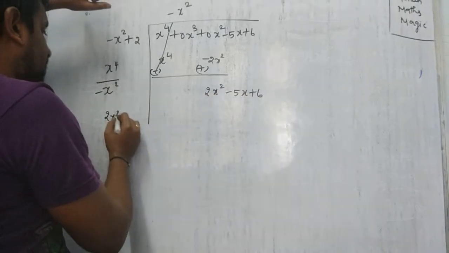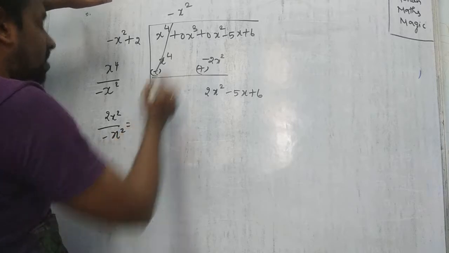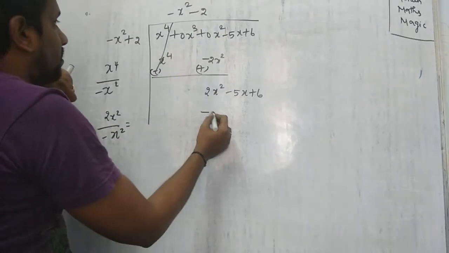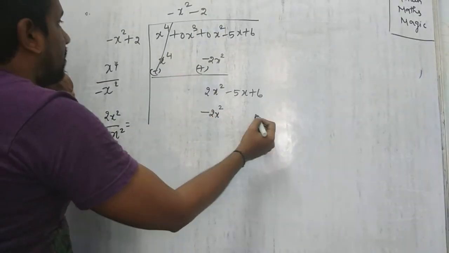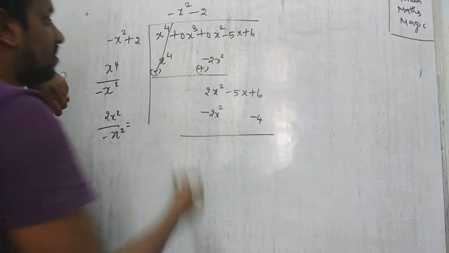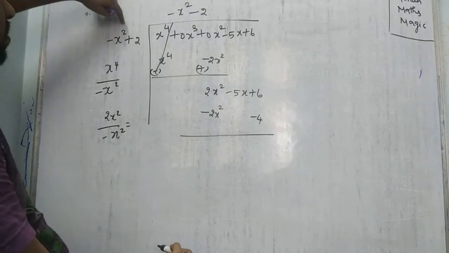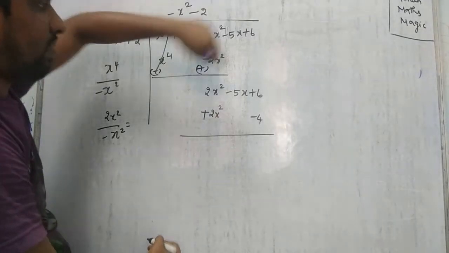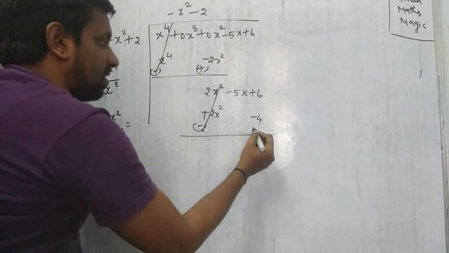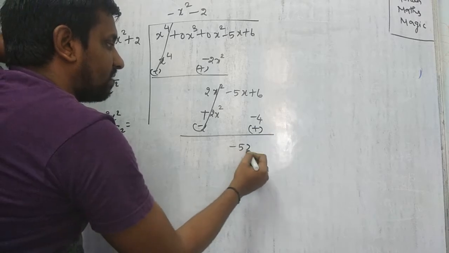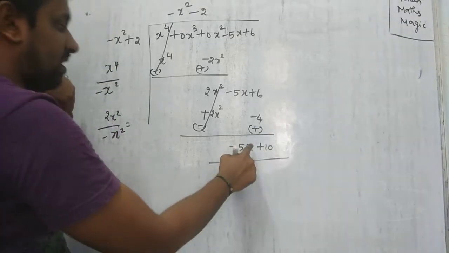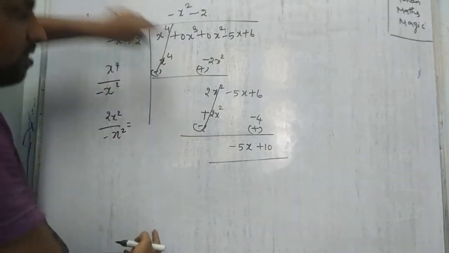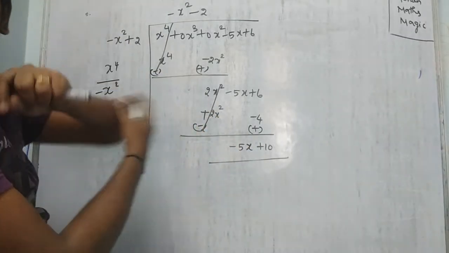Now first term by first term, 2x square by minus x square, I got minus 2. This is minus 2x square and here minus 4. Is it correct? x square into minus 2, I got plus 2x square. 2 into minus 2, minus 4. Now change the symbol, cancel it. Okay, I got minus 5x plus 10. Here x to the power 1 and x to the power 2. When the degree is smaller, stop it. So quotient and the remainder.